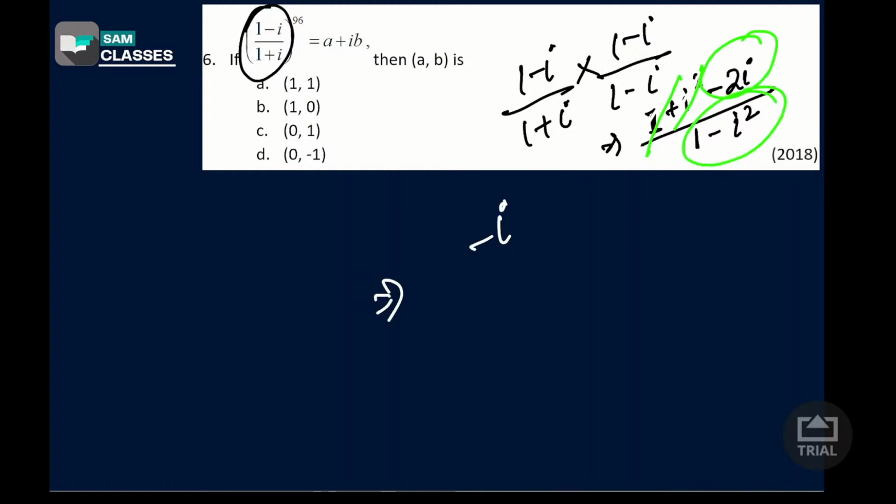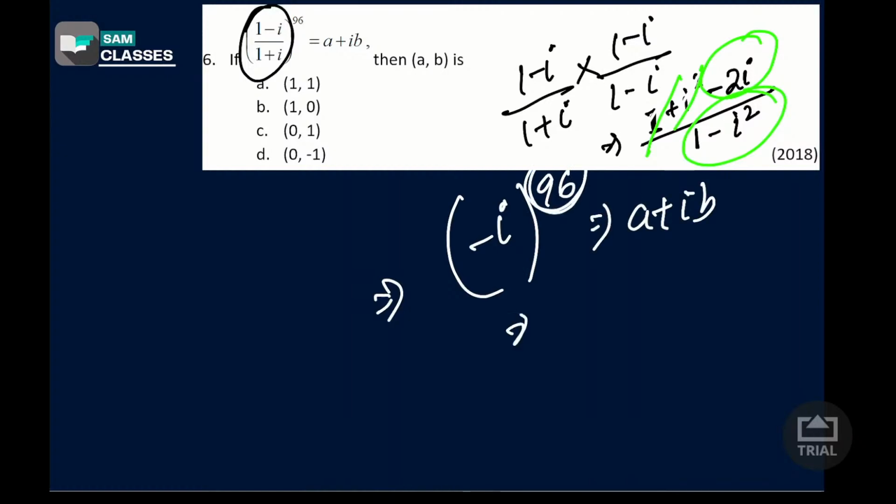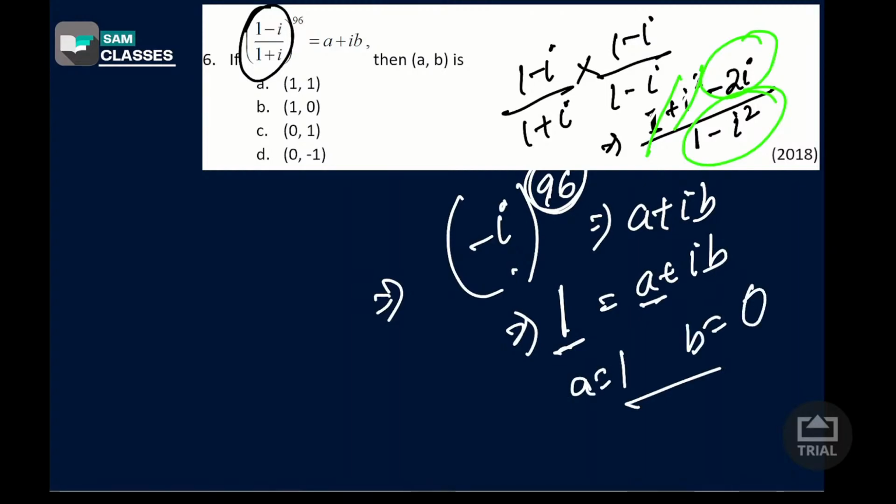So minus i power 96 is equal to a plus ib. So I know any power of 4 will be what? 1. So 1 is equal to a plus ib. So real part will be equal to real part. So a equal to 1. Imaginary is not there, so b is 0. Clear? 1 comma 0, everyone. Got it?